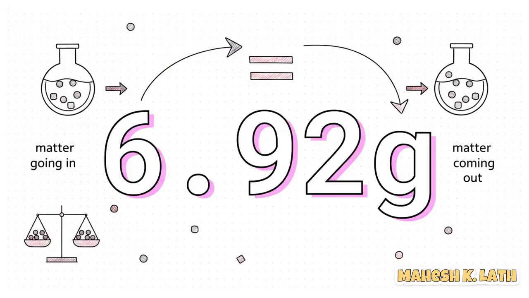Think about how wild that is. 6.92 grams of matter goes in, and exactly 6.92 grams comes out. The total mass of the reactants absolutely, unconditionally, equals the total mass of the products. Every single atom is accounted for. The law of conservation of mass is perfectly obeyed.